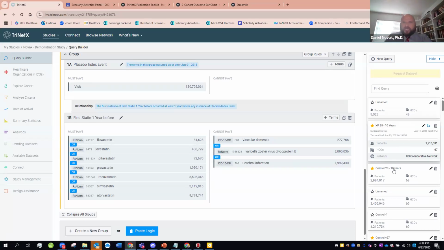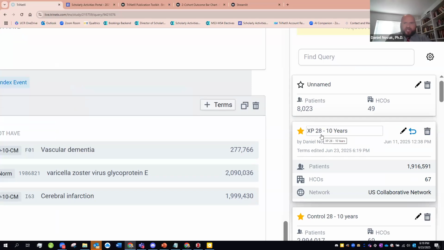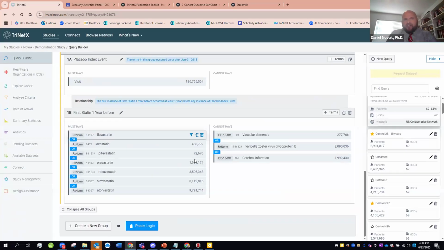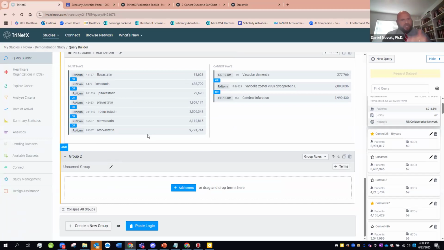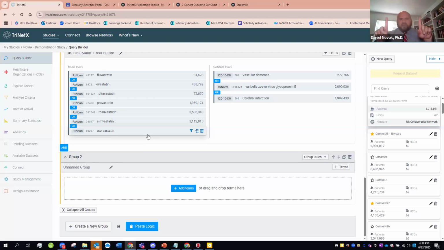You can compare these groups against each other. So I can compare XP20, this is my experimental group version number 28 from the last 10 years. I can compare them against my control group, number 28 from the last 10 years. However, if I put all of my comparison groups into one cohort, I'd be unable to compare them because they would actually not be two separate cohorts of people.